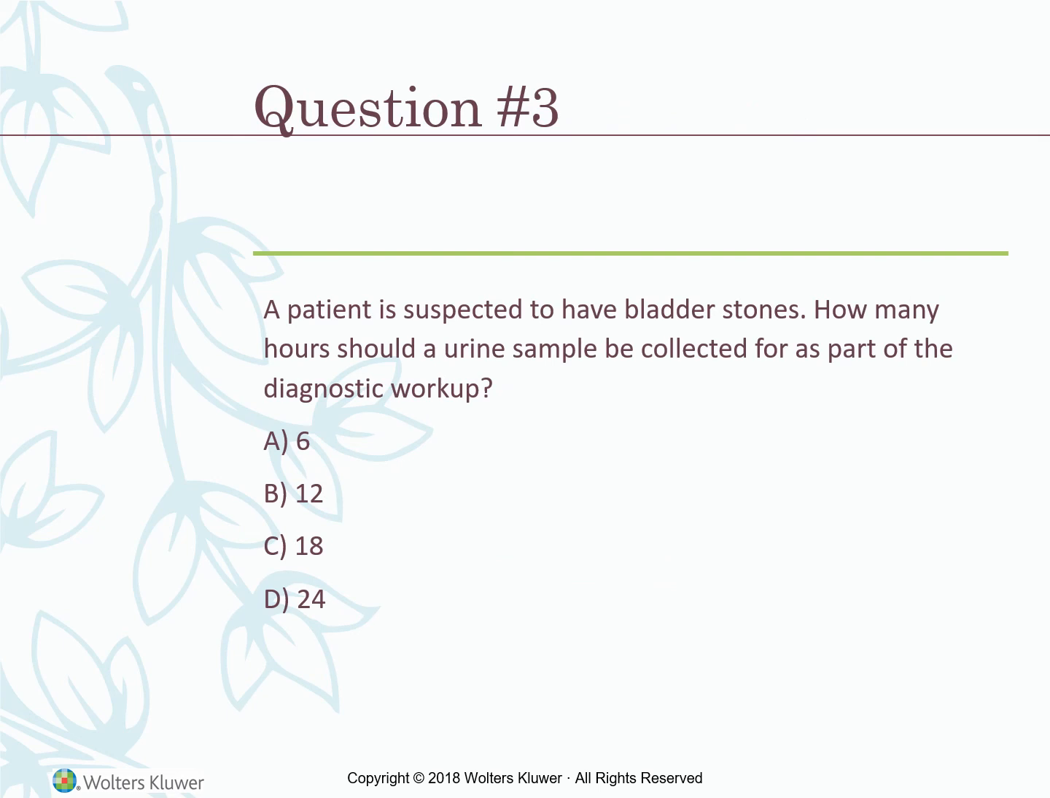A patient is suspected to have bladder stones. How many hours should a urine sample be collected for as part of the diagnostic workup? A is 6, B is 12, C is 18, or D is 24.